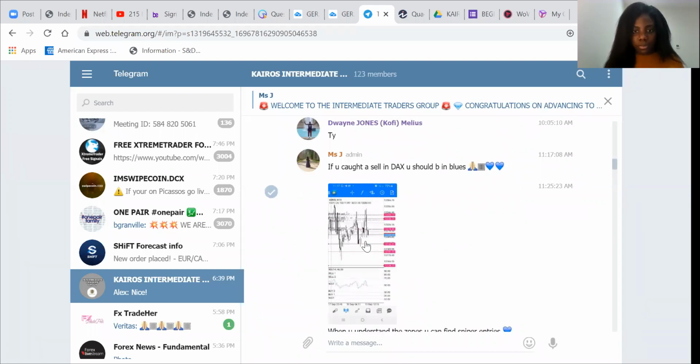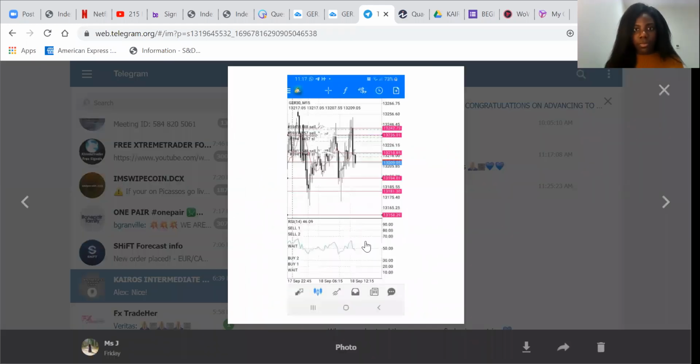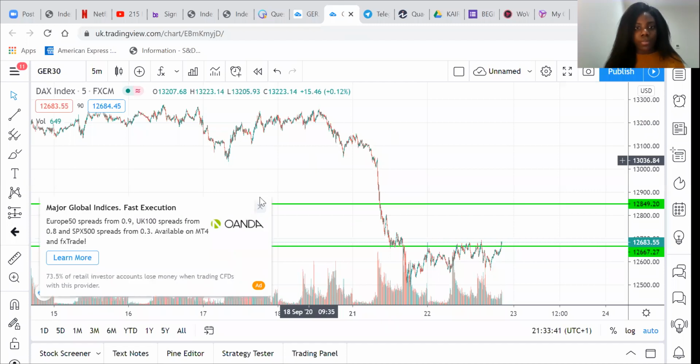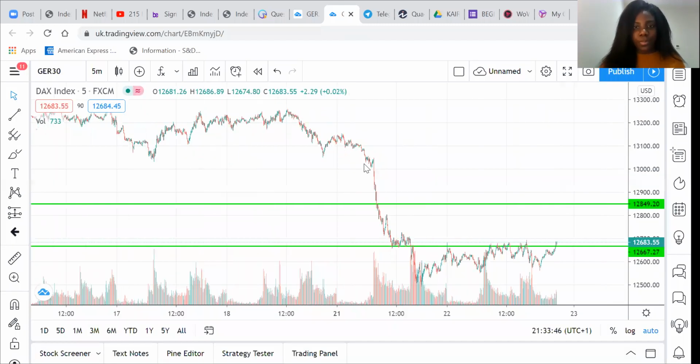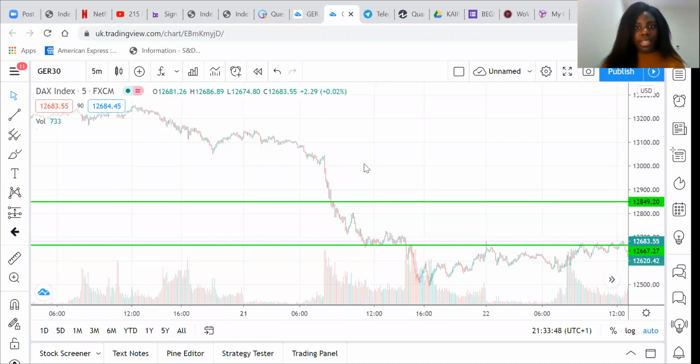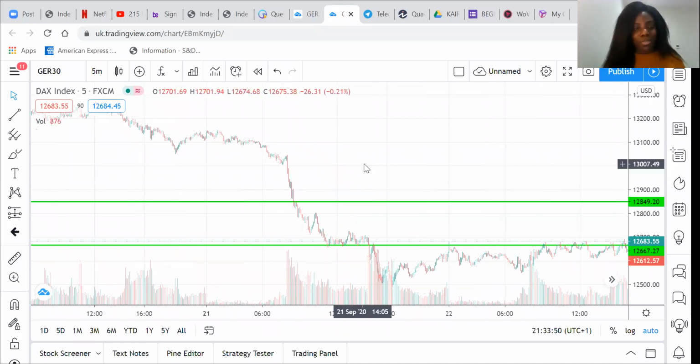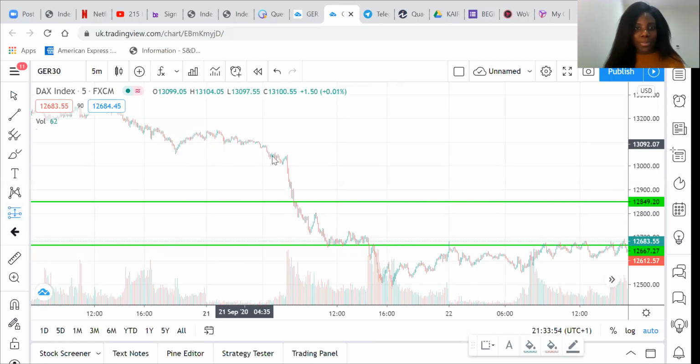Now, as you can see, in fact, let me go to the actual chart. As you can see, DAX did a massive sell-off. In fact, it dropped like 500 pips, okay?